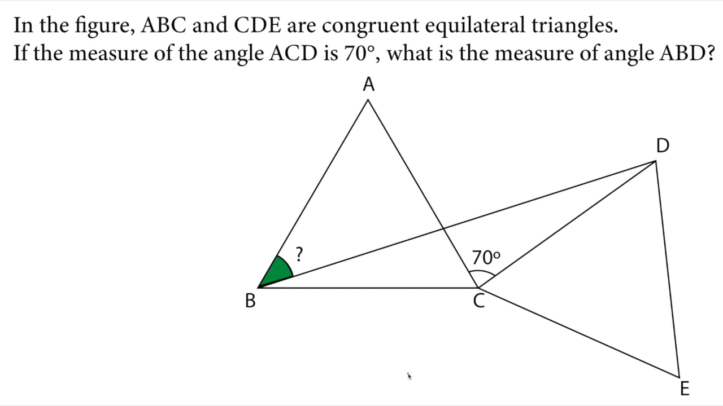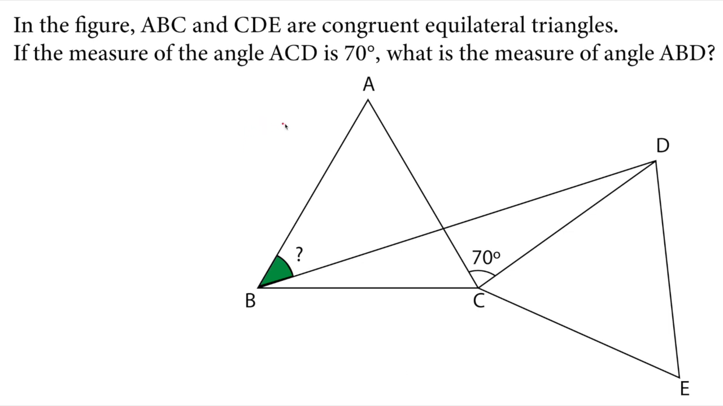Hi there! In this video we will solve the 7th grade Math Olympiad question. Let's read the question. In the figure ABC and CDE are congruent equilateral triangles. If the measure of angle ACD is 70 degrees, what is the measure of angle ABD?